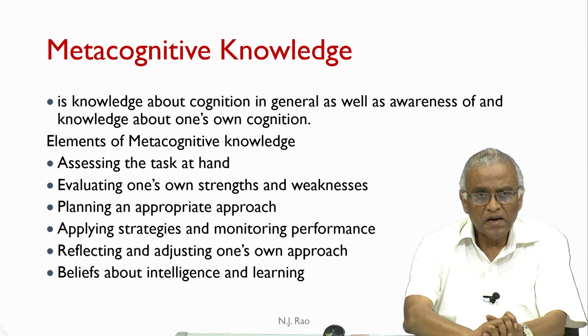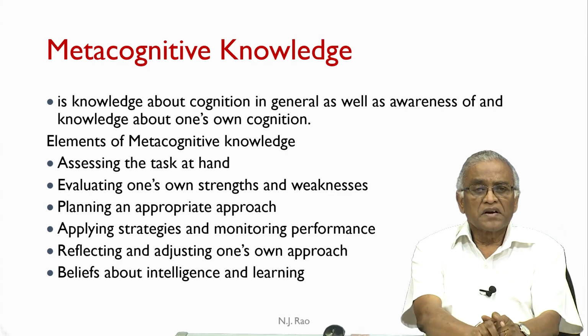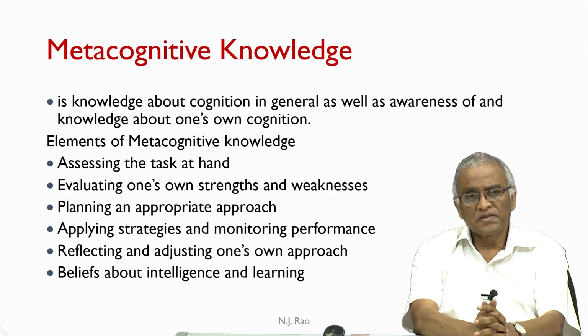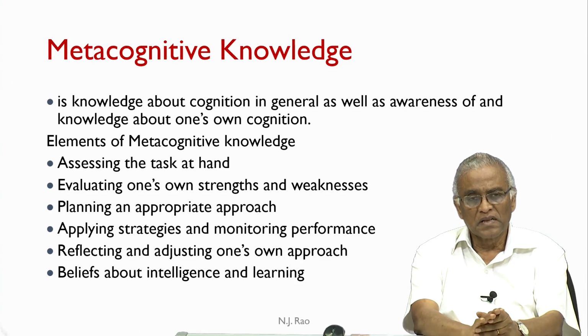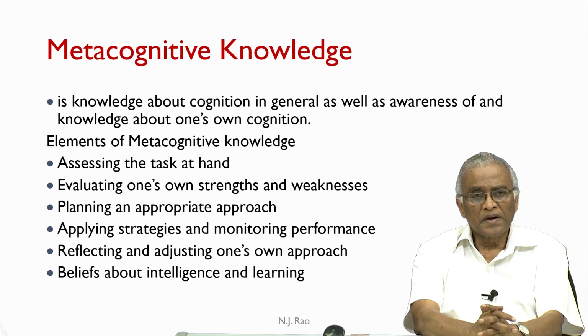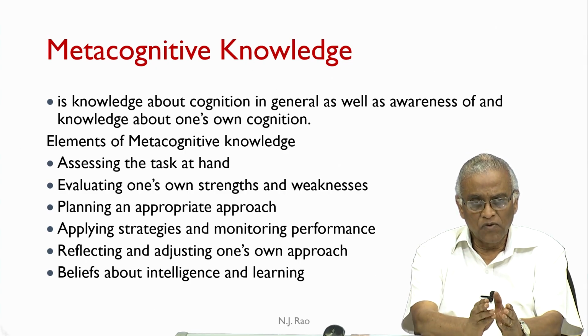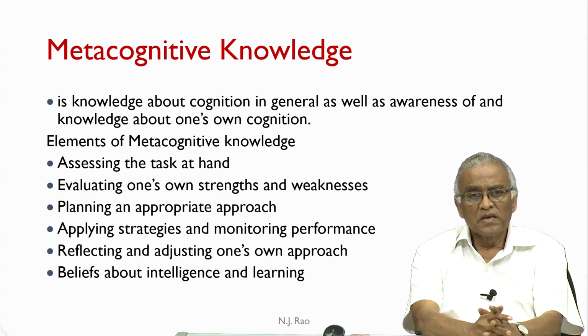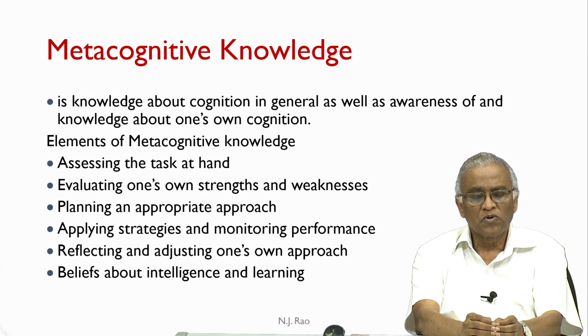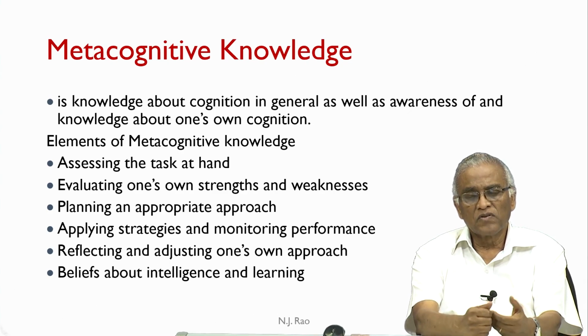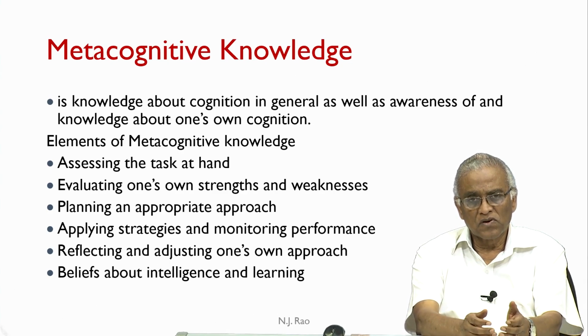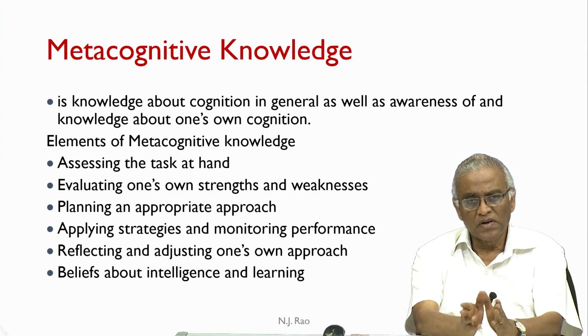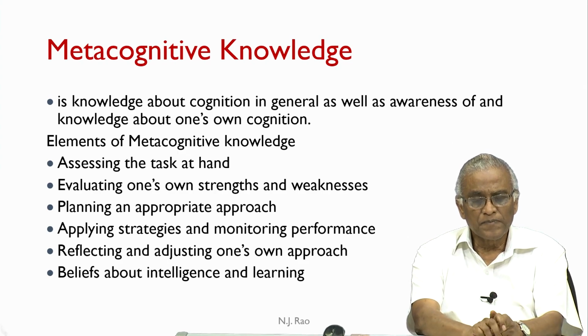Now you have metacognitive knowledge. We will have occasion to explore this category of knowledge in more detail in the following unit, but metacognitive knowledge, the fourth category that we talked about, is knowledge about cognition in general as well as awareness of and knowledge about one's own cognition. That is why we call it meta. That is, you are trying to know about your own cognition. Now we can give some samples. As we said, we will deal with it in more detail in a later unit.